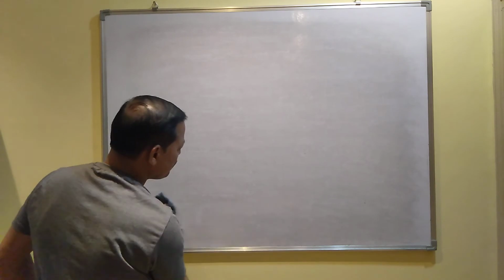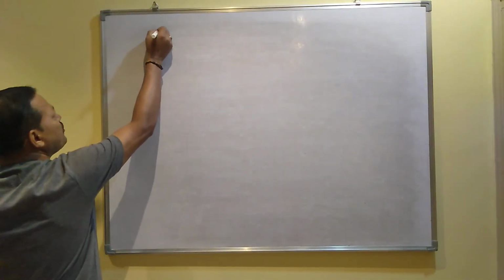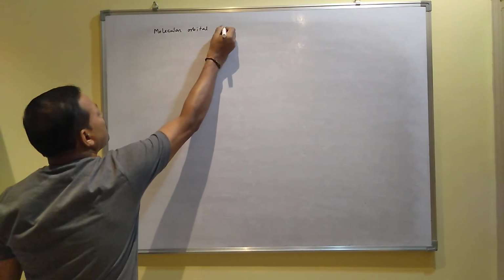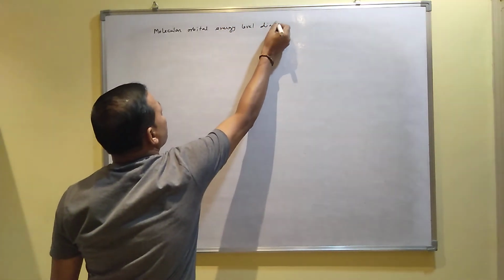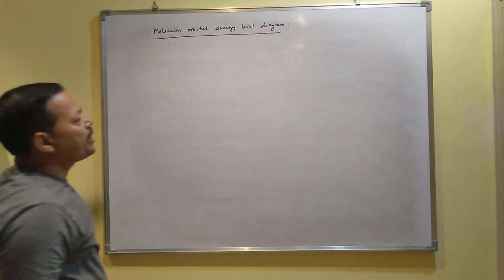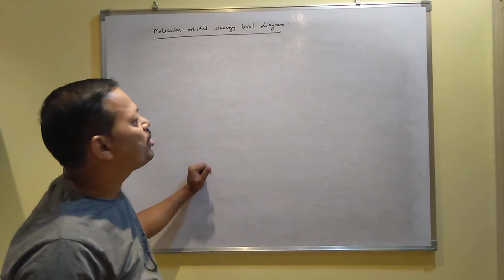Now the most important part of this molecular orbital theory is that you have to draw some diagram, which is called the molecular orbital energy level diagram. This is very important. For one molecule you have to draw the diagram. In exam, you will get this question: draw the molecular orbital diagram for oxygen molecule, nitrogen molecule, like that.